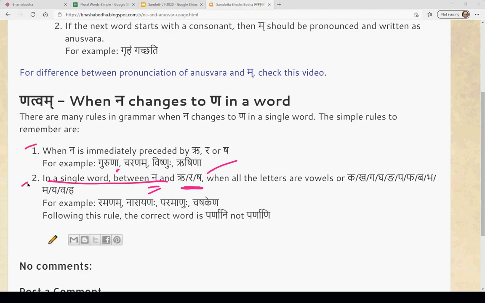One is that the trigger letter should be immediately before Na, maybe with a vowel in between. Or, in a single word between these two, all the letters are vowels, or one of these: ka, kha, ga, gha, nga, or pa, pha, ba, bha, ma, or ya, va, ha. Actually, there should be la also: ya, va, la.